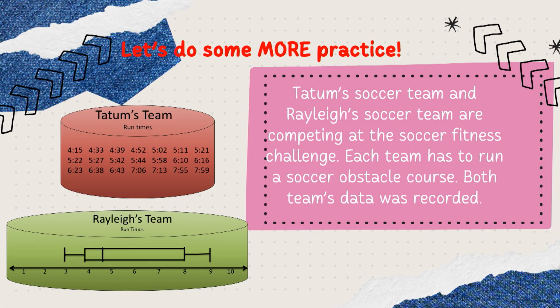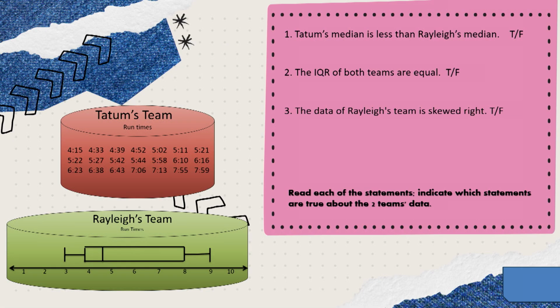So we've got Tatum's soccer team and Riley's soccer team competing at the Soccer Fitness Challenge. Each team has to run a soccer obstacle course. Both teams' data are recorded. Tatum's team has their exact running times, and Riley's team has been put into a box and whiskers plot. So what we want to do is answer these three questions. We need to read each of the statements and indicate which statements are true about the two teams.